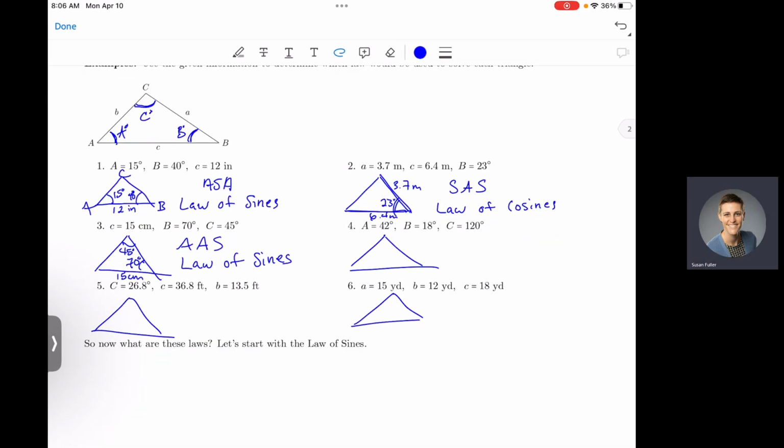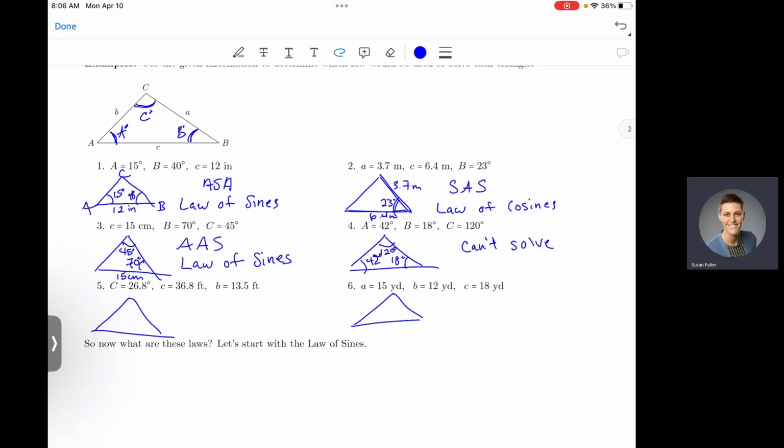All right, here we have that angle A is 42 degrees, angle B is 18 degrees, and angle C is 120 degrees. We have angle, angle, angle. This one we can't solve. Angle, angle, angle is not enough information.